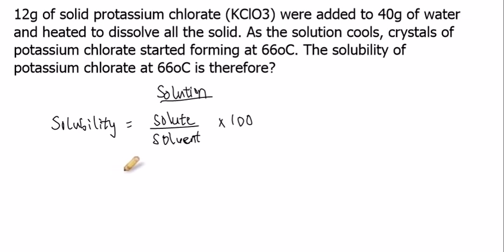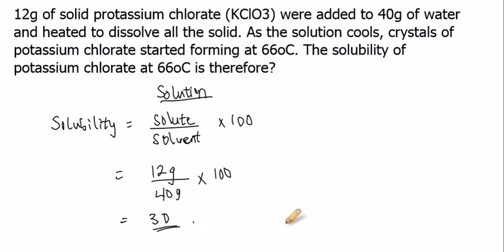So substituting the values here, solubility will then be equal to the solute, which is 12 grams. That is 12 grams of solid potassium chlorate. So we have 12 grams divided by the solvent, which is 40 grams of water, multiplied by 100. So calculating this, we have 30 as the answer. So the solubility of potassium chlorate at 66 degrees Celsius is 30, and that will be the final answer.